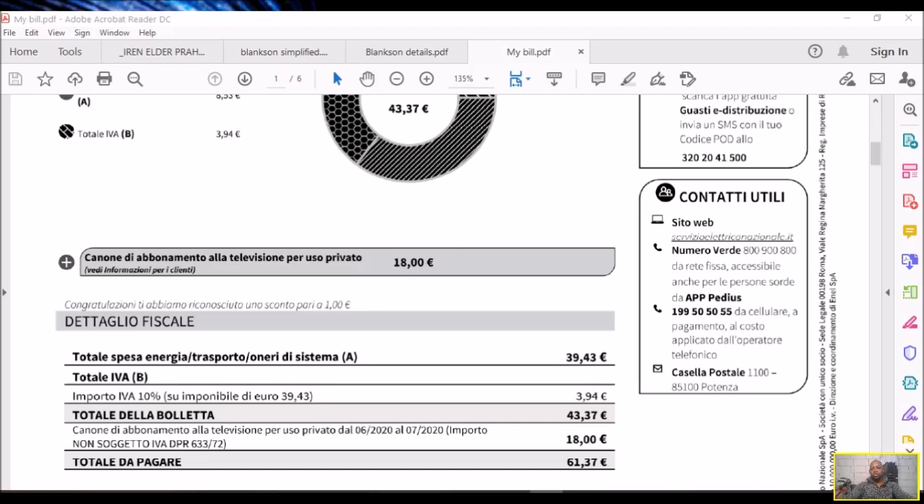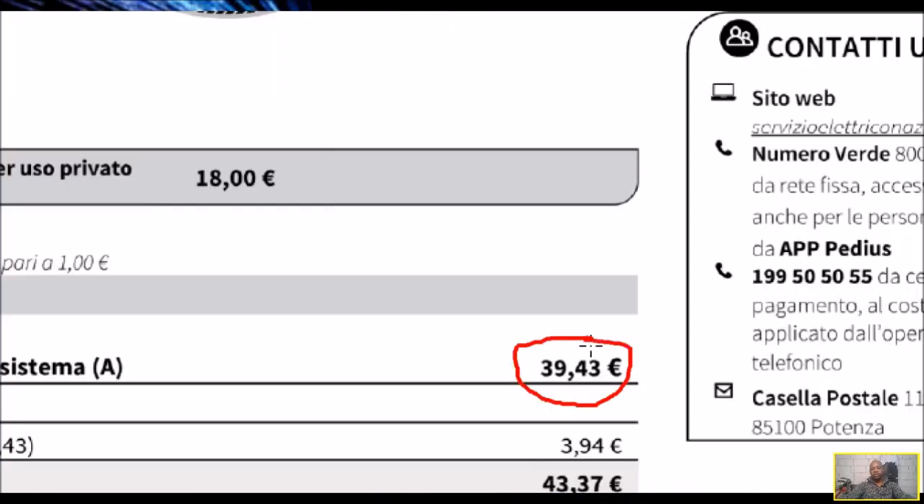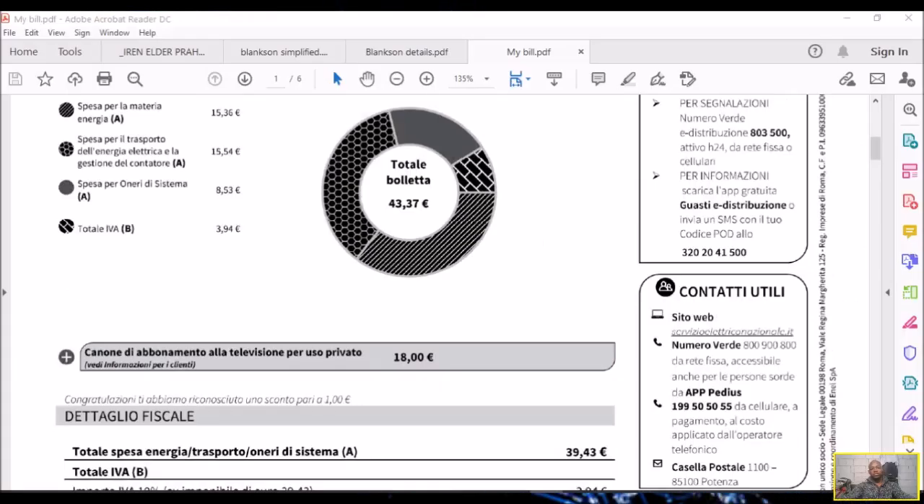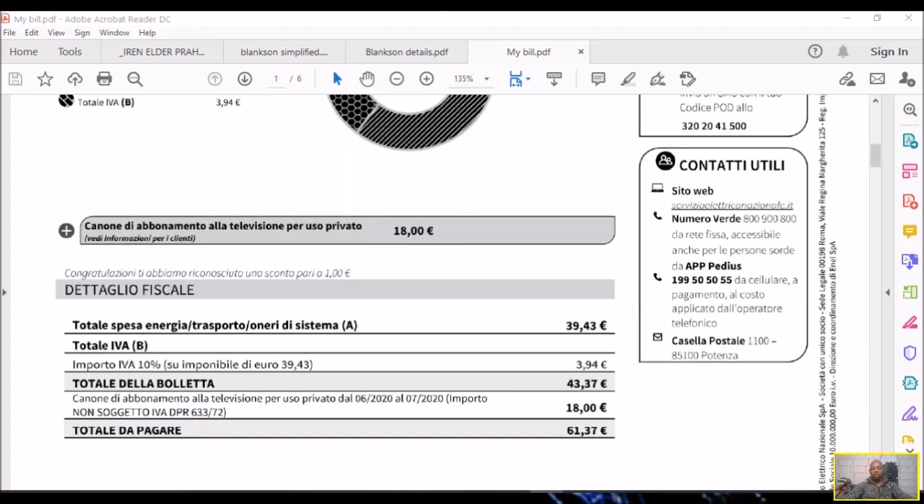So as you can see over here, this 39.43 is referring to the total of 15.36, 15.54, and 8.53, and that gives you a total of 39.43. Totale spese energia, trasporto e oneri di sistema, plus IVA, that is 3.94 euros. Together the total will be 43.37.